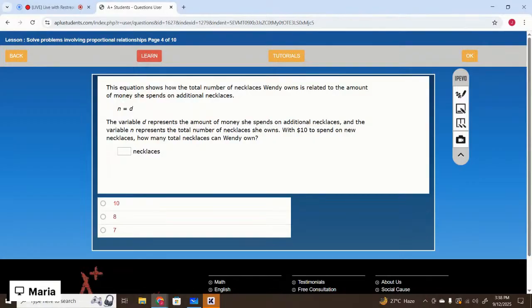That is 10. Option number 1 is the correct option because N equals D, and D equals 10. So N is also 10. Okay, you can complete the lesson by yourself later today.